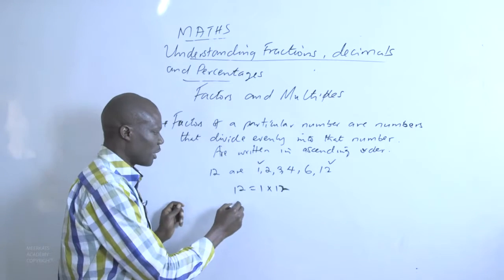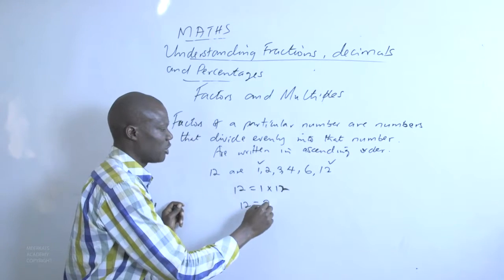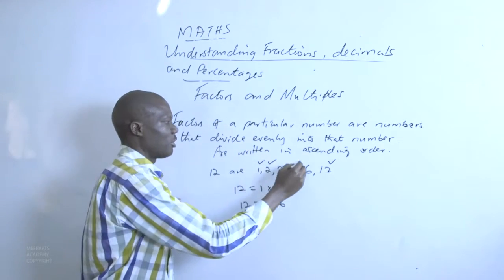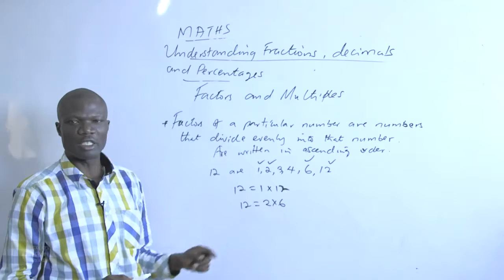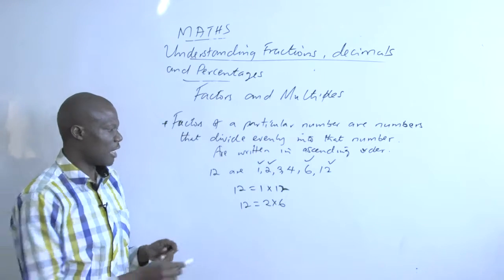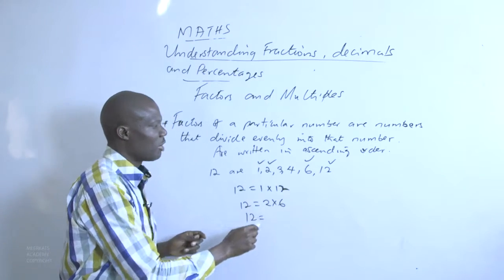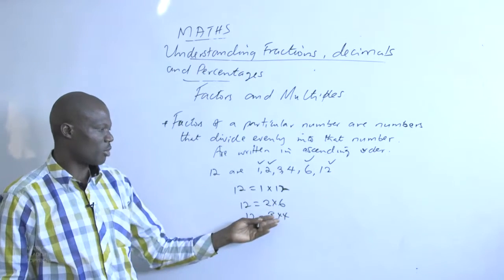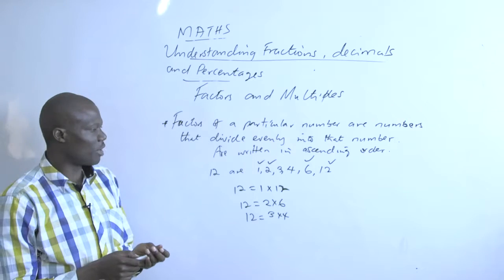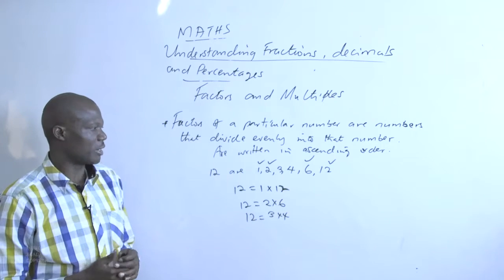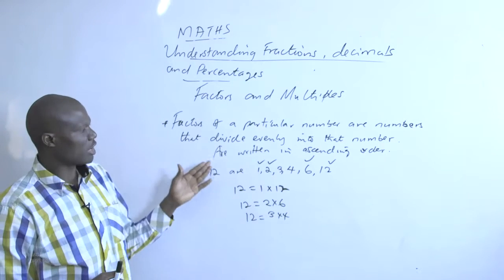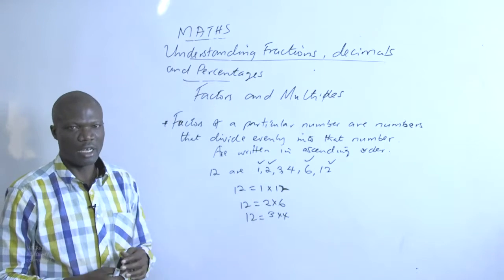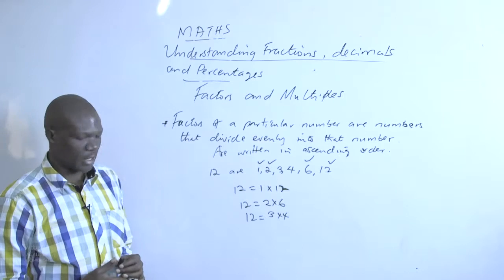Two is also a factor because 12 is the same as 2 times 6 and not any other. So already 2 and 6 as factors are covered. And 12 can also have 3 and 4 as its factors because they can divide 12 evenly without a remainder. So factors of a number are always written in ascending order.